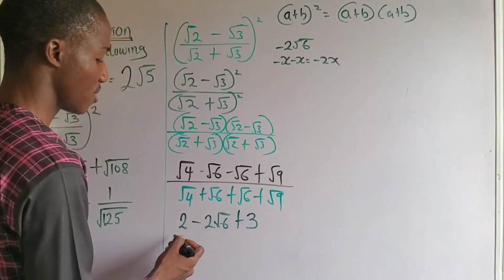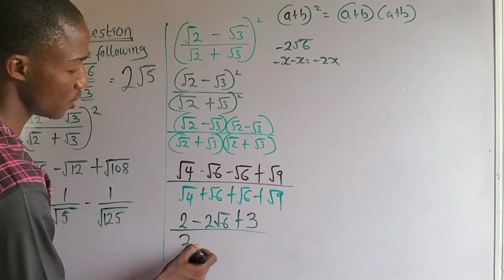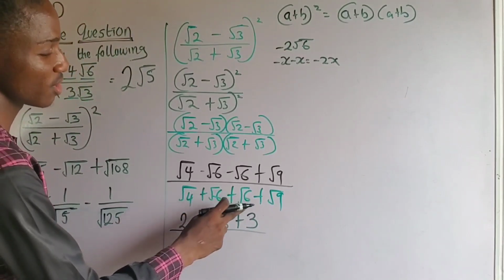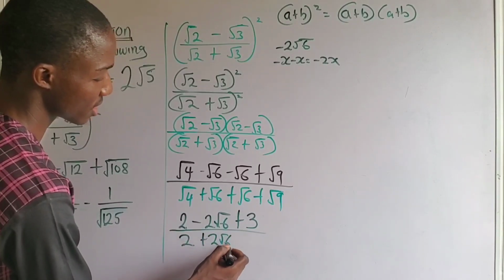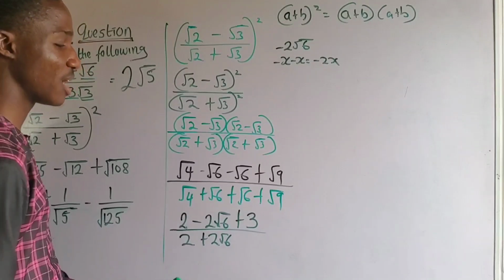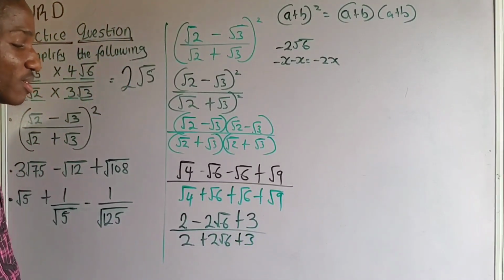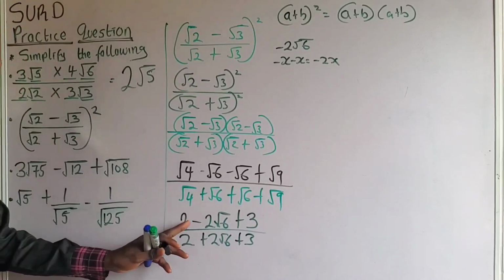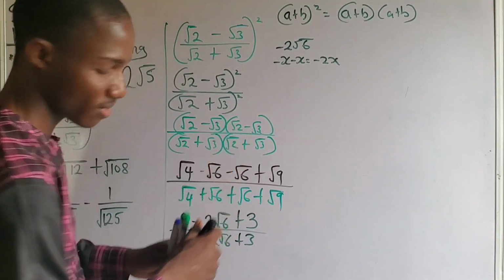So I'm going to have plus 3 all over root of 4 will give us 2, plus root 6 will give us plus 2 root 6. Do you understand? And then we have plus root 9. Plus root 9 will as well give us plus 3, okay? Because root 9 will give us 3. Now, let's proceed. 2 plus 3, that is what? 5.